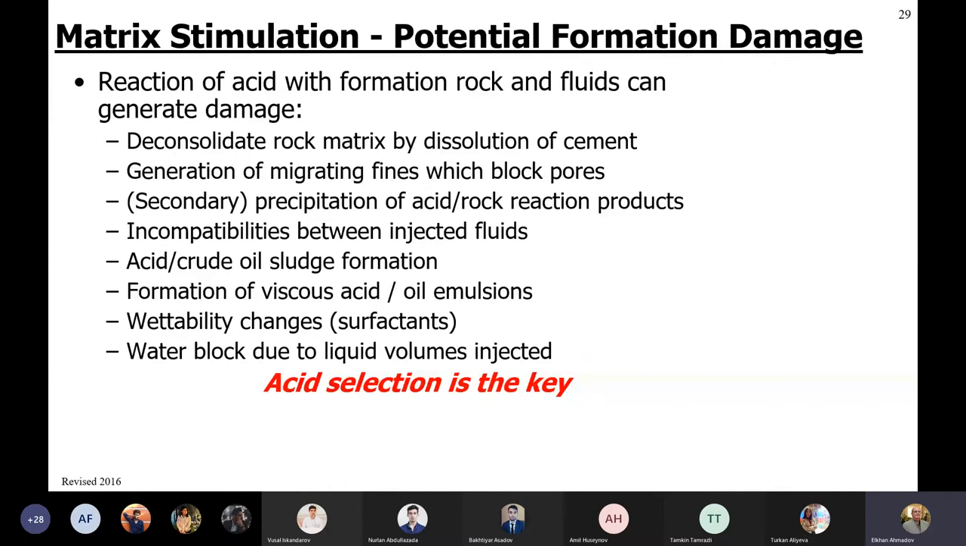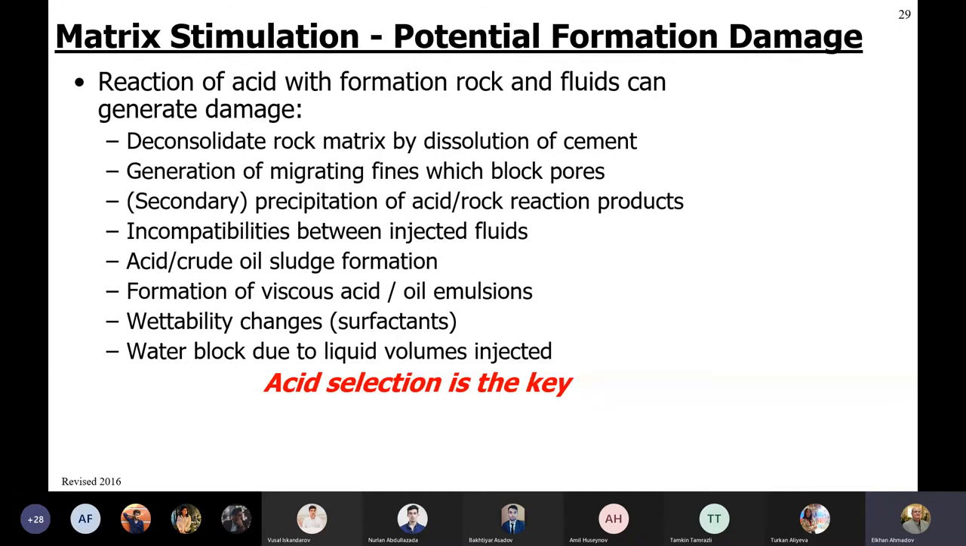Formation of viscous acid oil emulsions is also another type of possible reaction. Wettability change: when we inject surfactants, this might change wettability. And in some cases, if we are producing oil, then changing the rock wettability to oil wettability may cause some damage, because then relative permeability will change.